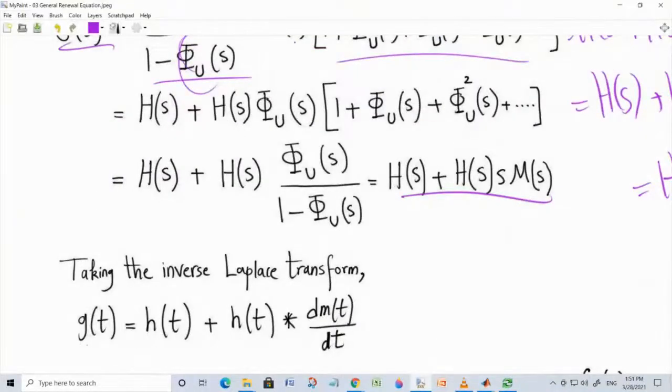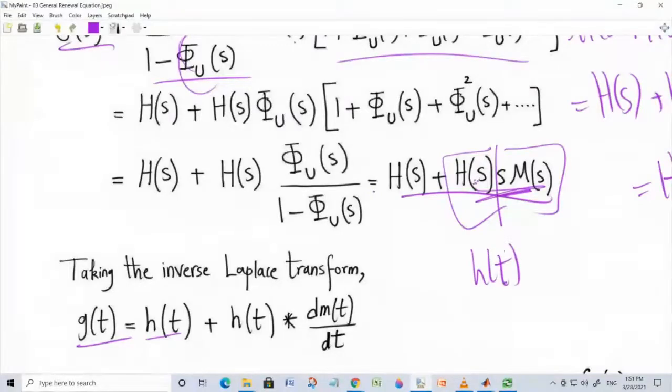So under the inverse Laplace transform, g of s becomes g of t, h of s becomes h of t, and now we have a convolution. Now we have a product between these two guys, and now it will be a convolution. So this will be h of t, which is the time domain version of h of s, and then we have a convolution, and this is in the time domain the first derivative of the renewal function.